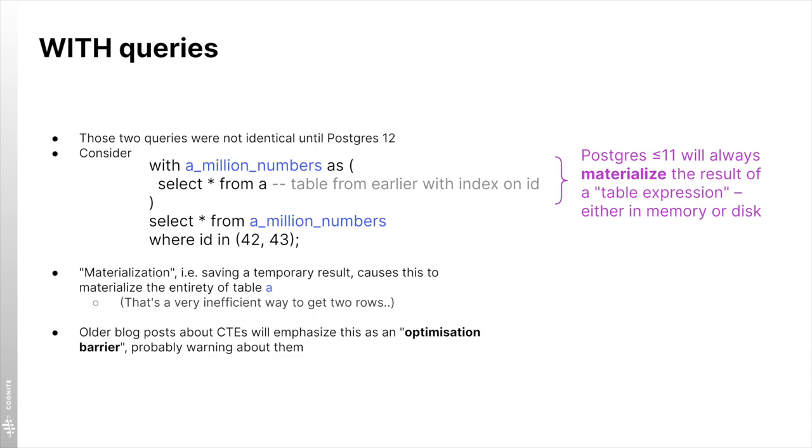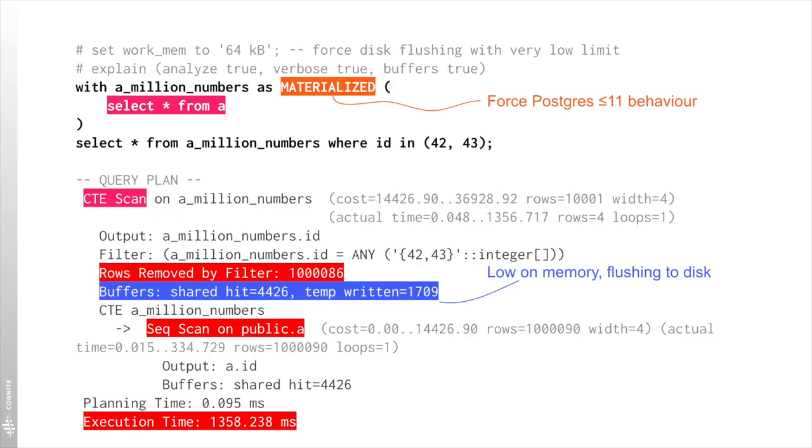And that is an important distinction from more modern Postgres than a few older versions. And this is important to keep in mind if you read blog posts in the past warning about common table expressions as optimization barriers. Those can be a feature, but also a problem, depending on what you need to do. So here we force materialization. So this applies from Postgres 12 and up.